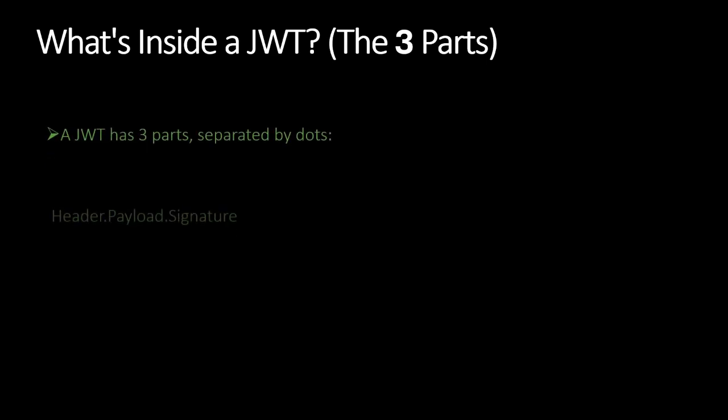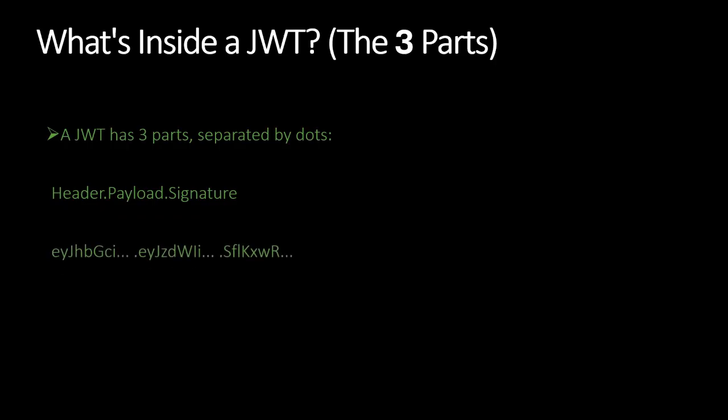So let's check what's inside a JSON Web Token. A JSON Web Token is just a string made of three parts, each separated by a dot. You will see this long, messy looking string. The three parts are the header, the payload, and the signature.